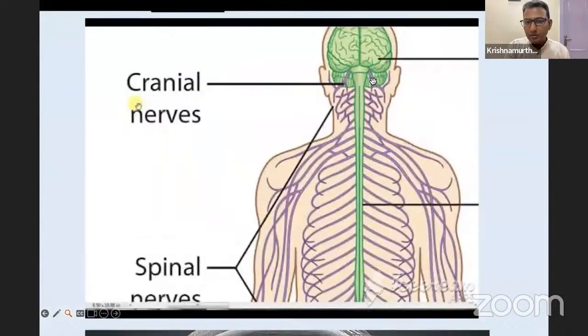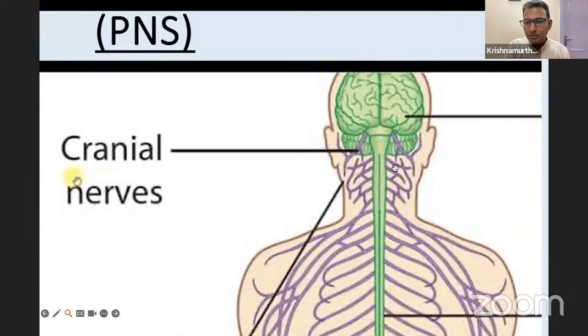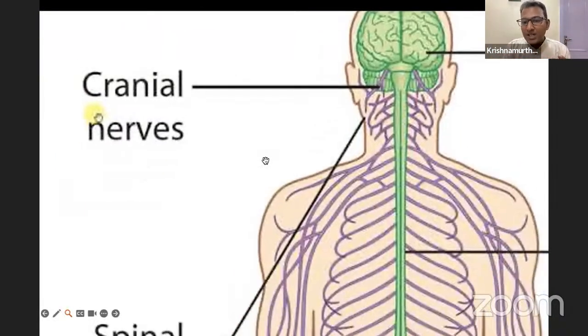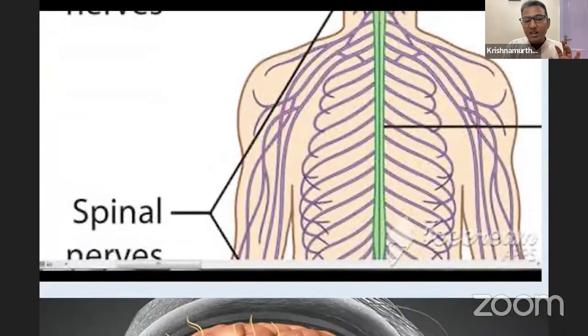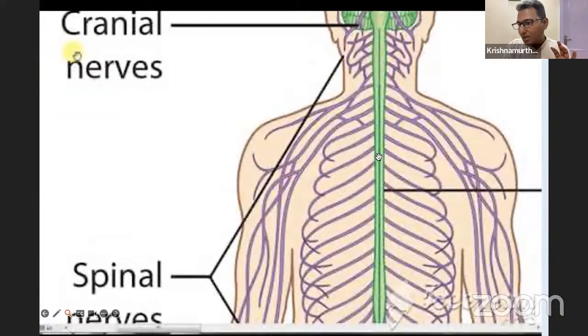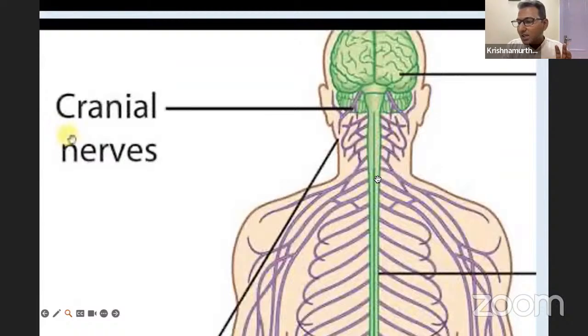So this is directly coming from the brain, and it is called the cranial nerves. The branches which start from the brain are called cranial nerves, and the branches which start from the spinal cord are called the spinal nerves. These are branching from the spinal cord. Okay, clear?